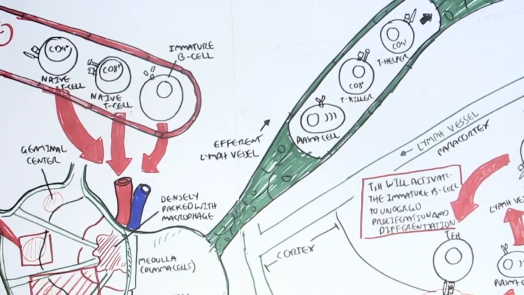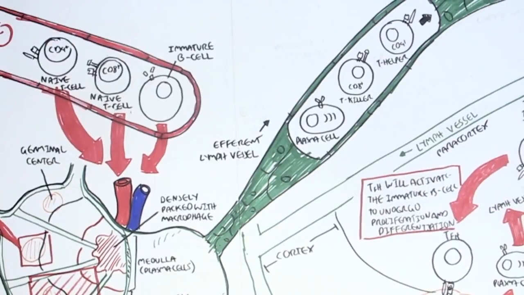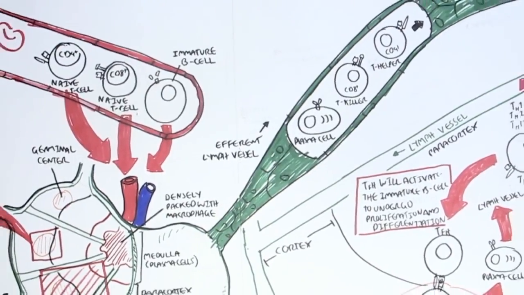The plasma cells can also travel to the tissues. However, they usually travel to the bone marrow. And in the bone marrow, that is where they will secrete their antibodies. And that's for the next video.